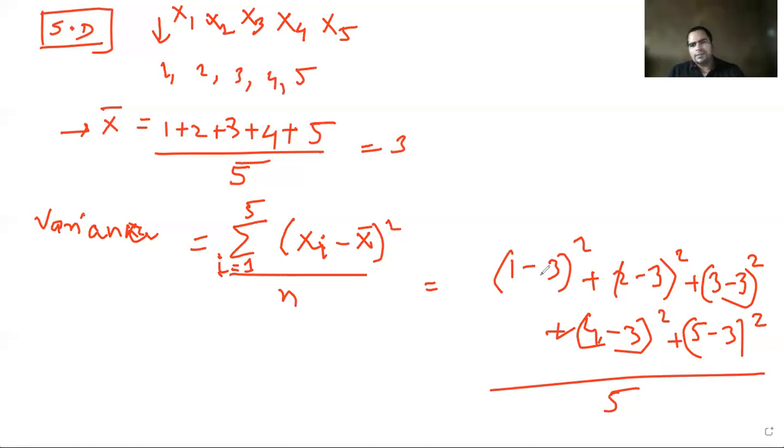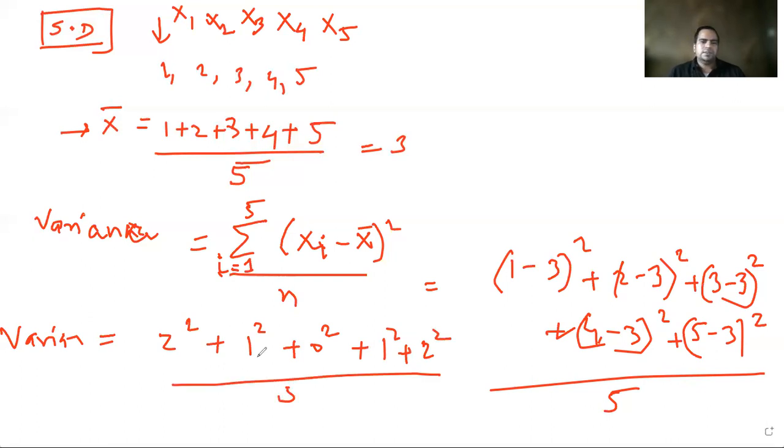So here, this point is going to become 0. At the end, the variance is going to be: 1 minus 3 squared is 2 squared itself. So 2 squared plus 1 squared plus 0 squared plus 1 squared plus 2 squared upon 5. This is going to be your variance. This value will be 4 plus 1 plus 4 plus 1, which is 10 upon 5, which is going to be 2. So the variance of this quantity is 2.